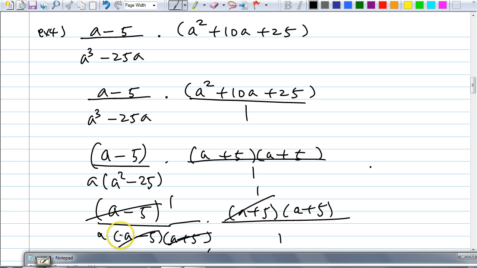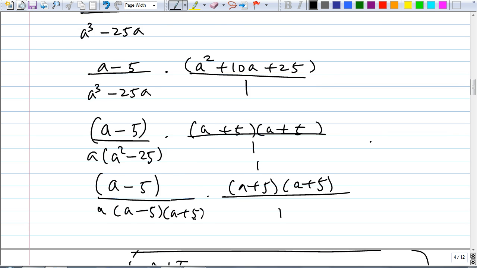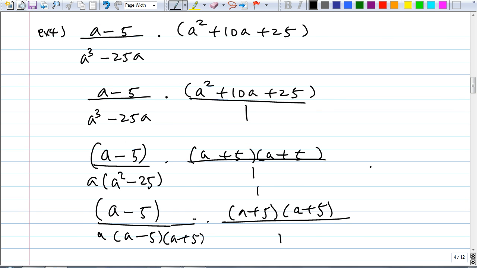Let me see if I could delete that stuff. Does that make sense? So you can cancel out the ones. Let me see. Erase these. Before I cancel. Okay, there you go. So we have a minus 5 times a plus 5. As you can see, we have a minus 5 on the numerator. Okay, any questions so far?